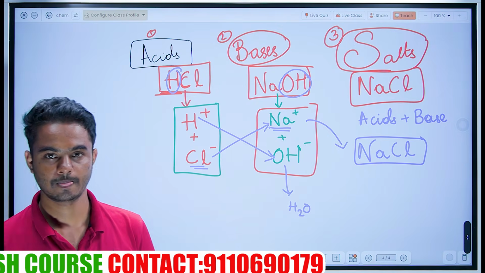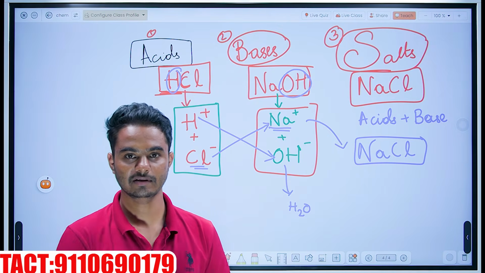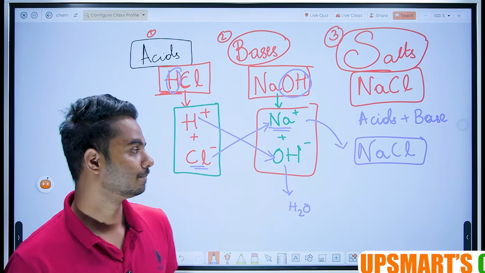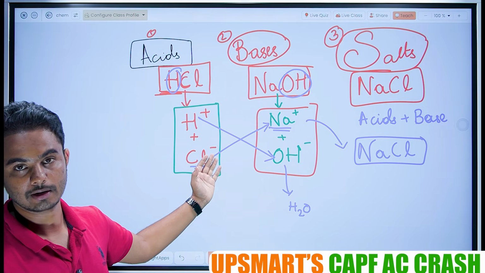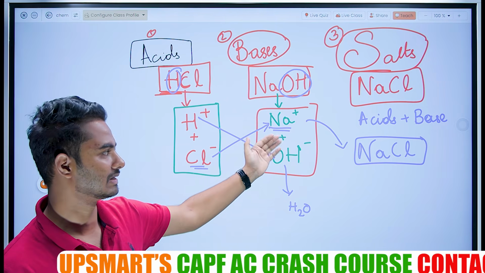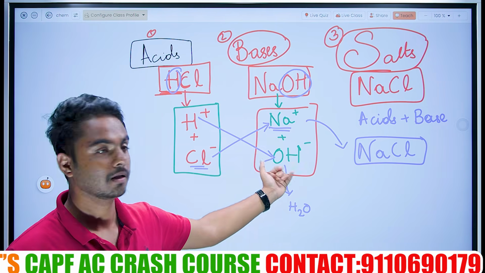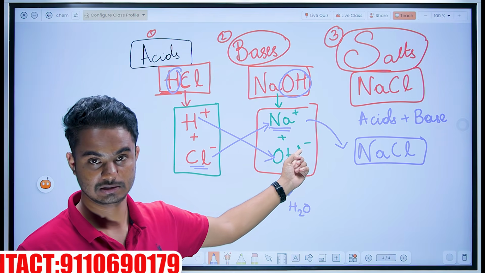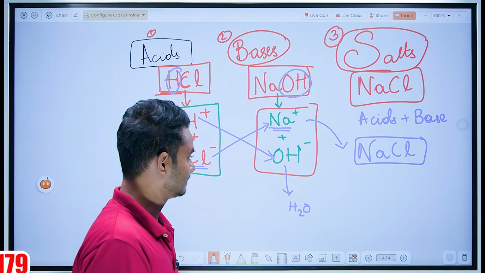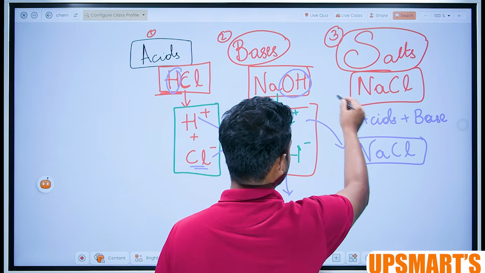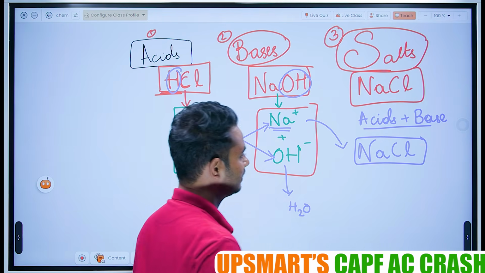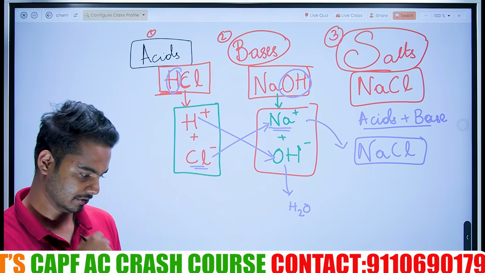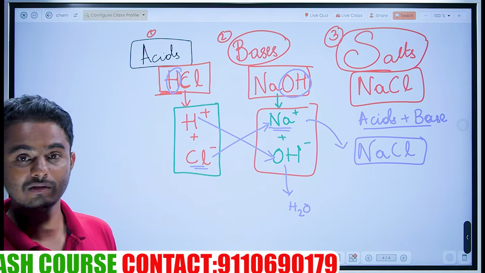Understood the examples? When you dissolve an acid like hydrochloric acid in water, it separates into hydrogen ion and chloride ion. When you dissolve a base in water, it separates into sodium ion and OH-. And when you mix an acid and base, what you get is a salt, NaCl. These are the examples. Now, what is the definition, sir?